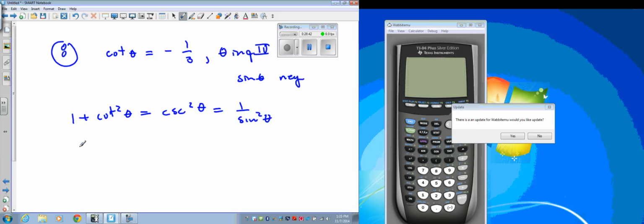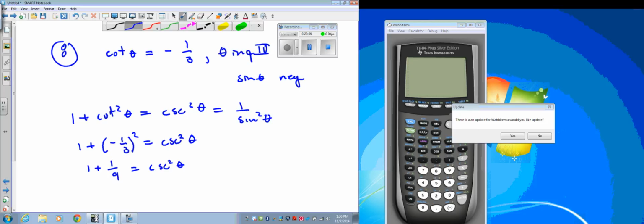So this is what I'm going to do. 1 plus a negative 1/3 squared equals cosecant squared theta. So then this is 1 plus 1/9 equals cosecant squared theta. And this is 9 over 9, right? To get a common denominator.